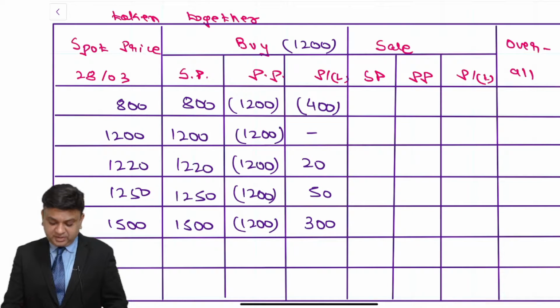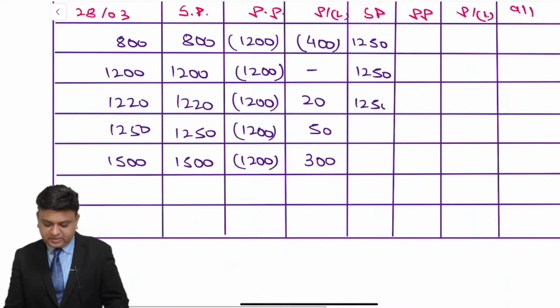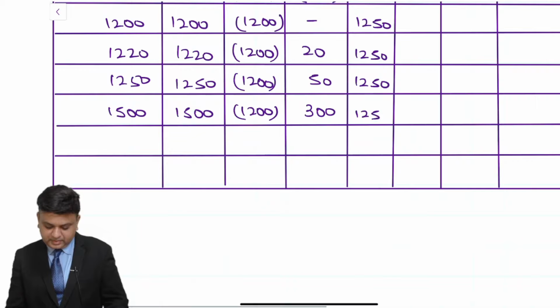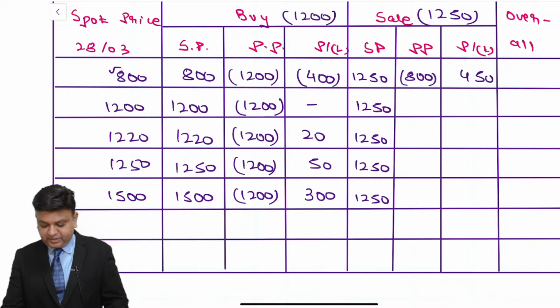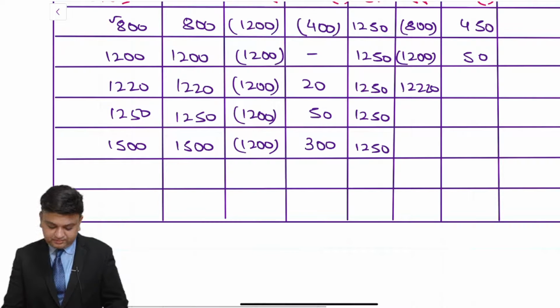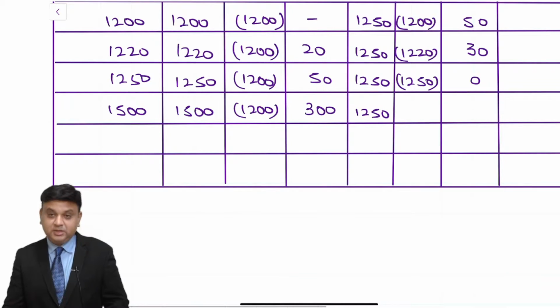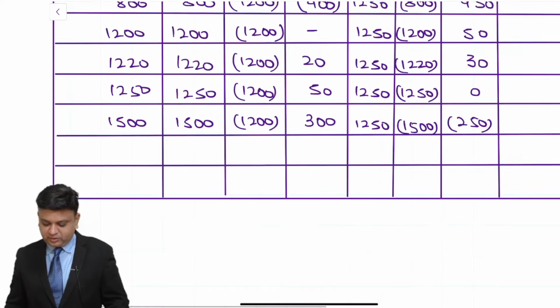The second transaction you have entered into is to sell the security at 1250. That is the price at which you are going to sell the security irrespective of the spot price of the underlying asset. You are going to buy at the spot price, that is 800, so that will result in a profit of 450. You purchase at 1200, then the profit is rupees 50. You purchase at 1220, so there is a profit of 30. You purchase at 1250, so no profit, no loss. You purchase at 1500, so there is a loss of 250.